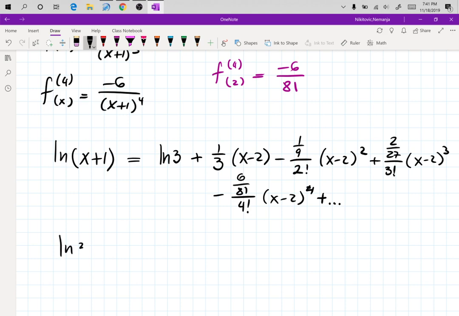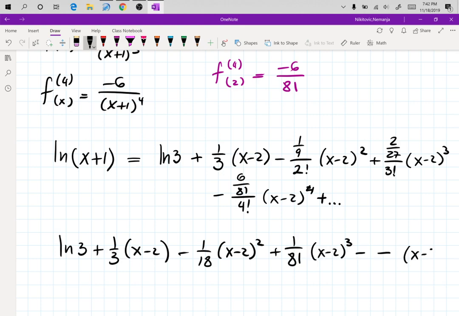That's ln 3 plus 1/3 (x minus 2) minus 1 over 18 (x minus 2) squared. Now 3 factorial has a 2 in it, so that's going to cancel. So this is going to be 1 over 81 and then we'll have (x minus 2) to the fourth plus dot dot dot.